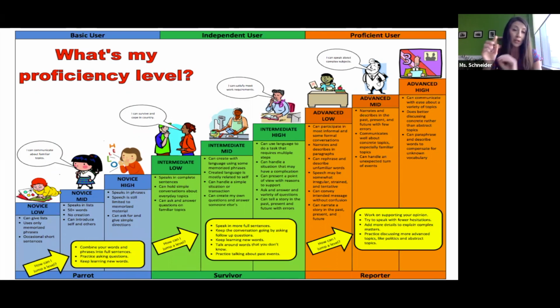For example, if we look at the first strand, which talks about the complexity of the language, in a novice mid, it would be speaks in lists. So that means simple pieces of vocabulary.